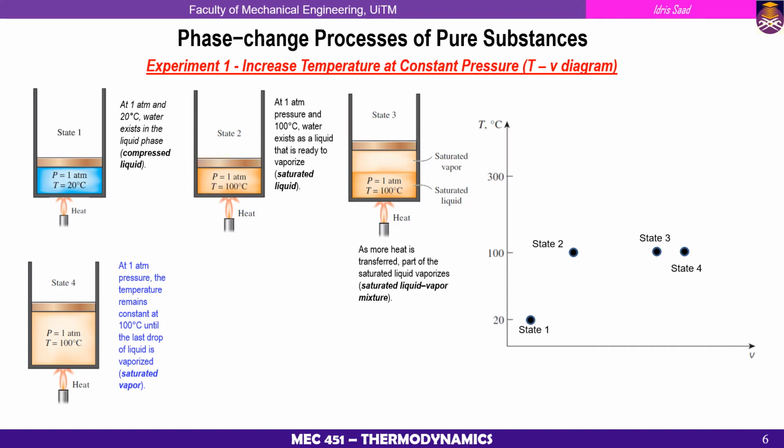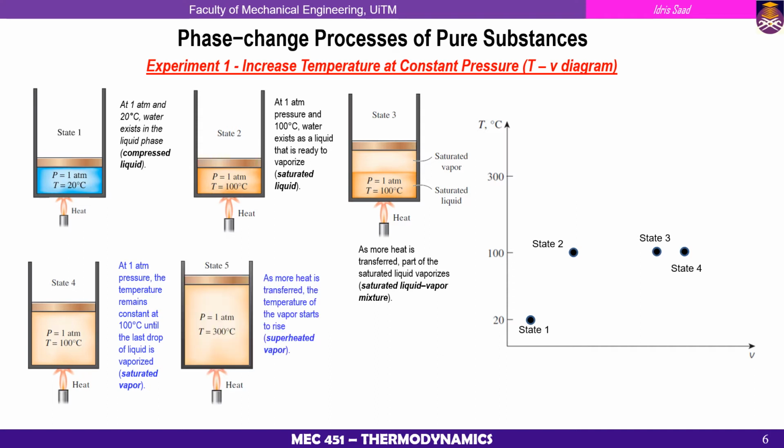Next, when we keep heating up the vapor, and we record this as state number 5, we will find that the pressure remains constant, but the temperature increases drastically. For sure, the volume also increases. Now we can plot state number 5 in our TV diagram. Okay, let's stop the experiment for now.